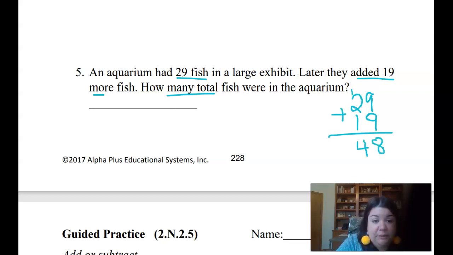Did you get 48? 9 plus 9 is 18. Put the 8 down, you carry the 1, and you just add them all together. 1 plus 2 is 3, plus 1 is 4. 48. Is that how many fish you got?